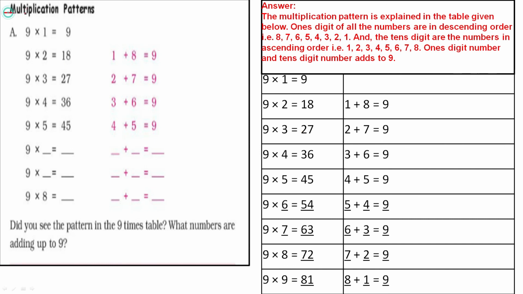Now multiplication pattern, 9 table. 9 ones are 9, 9 2s are 18, like that you can write the table easily. The multiplication table is explained in the table given below. Ones digit of all the numbers are in descending order, that is 8, 7, 6. Here you can find the increasing order, ascending order, 1, 2, 3, 4. The ones digit number and the tens digit number add to 9.